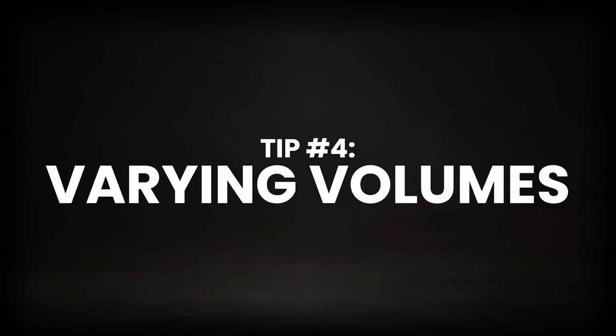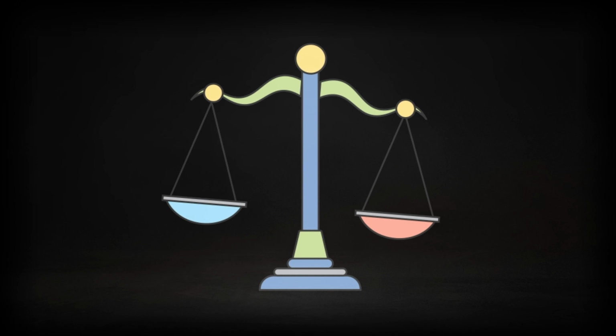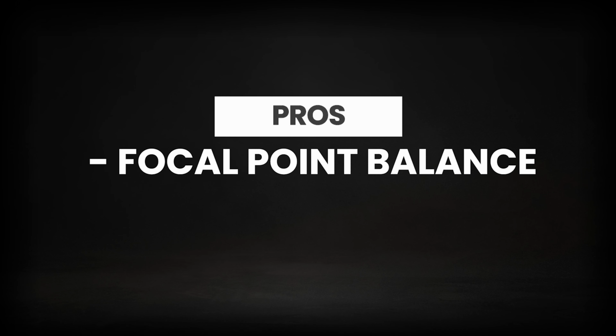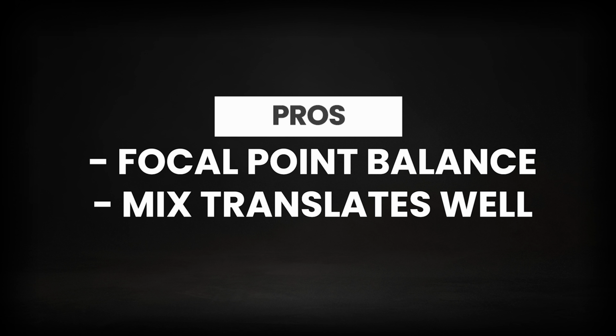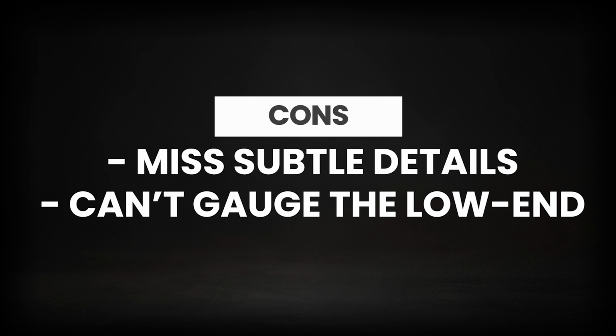Tip 4 is to mix at varying volumes throughout the mixing process. I see some people suggest to always mix super quiet or really loud, but I think the best way is really a balance of both. If you only listen at low volumes, there's elements of the mix that you're just not going to be able to hear. Listening at low volumes is great for checking that your vocal elements stand out, even when turned down quietly, but by only doing this, you're going to miss out on more subtle details of the mix, along with not being able to accurately gauge the low end.